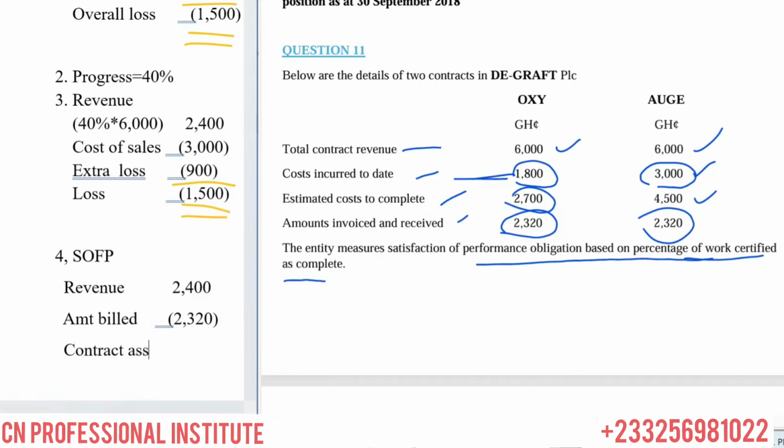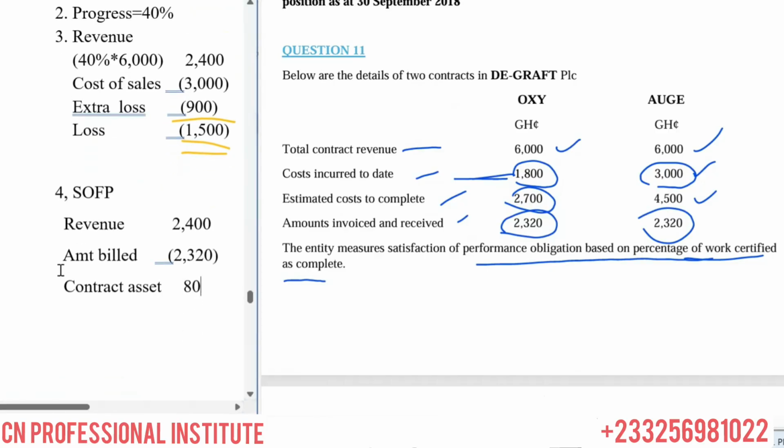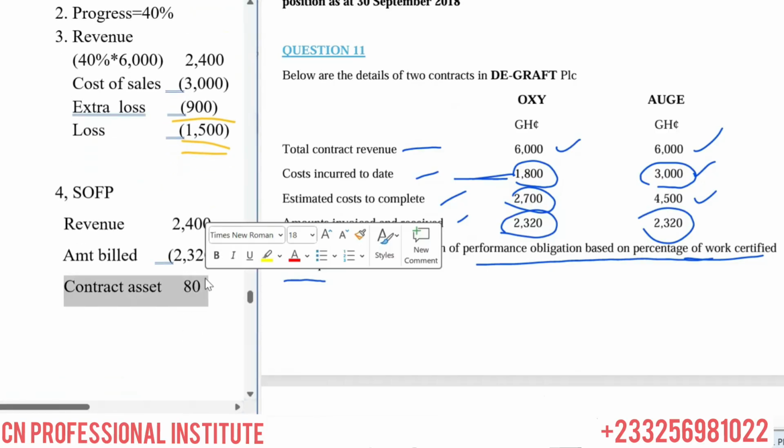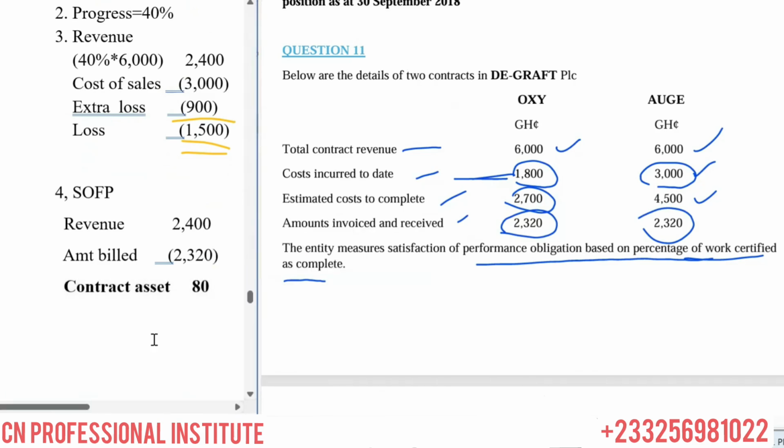So contract asset of how much? 80. So that's all. We are done. Contract asset of 80 that we're going to record in our books. And then in the same financial position, don't forget we have a liability. Don't forget the provision. So you also have to bring it to financial position.